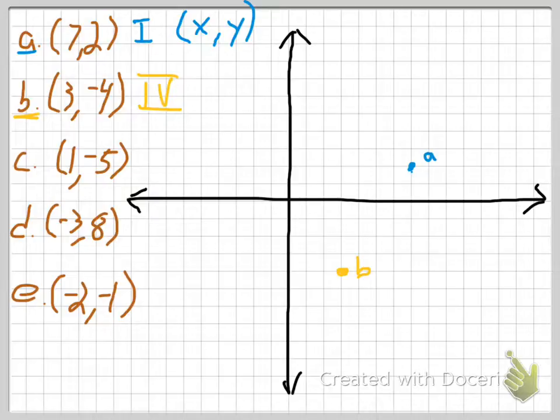Okay, let's look at letter C here. Letter C is 1, negative 5. My x value is 1, so I have to go to the right 1. My y value, though, is negative 5, so I have to go down 5: 1, 2, 3, 4, 5. That puts me right there for letter C, and that's back in quadrant 4.